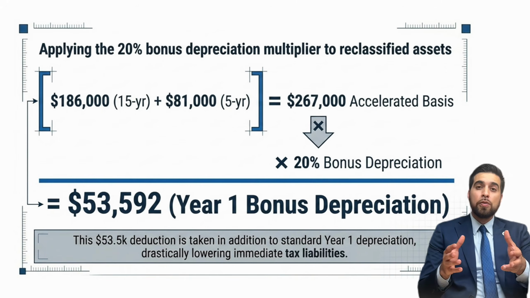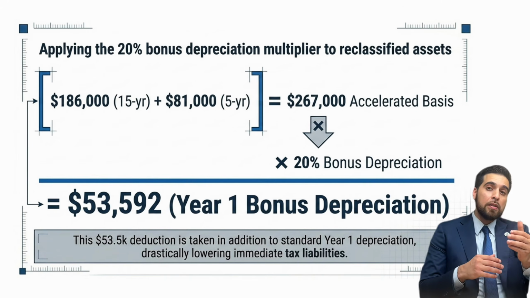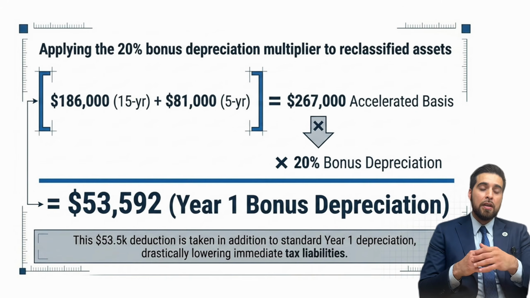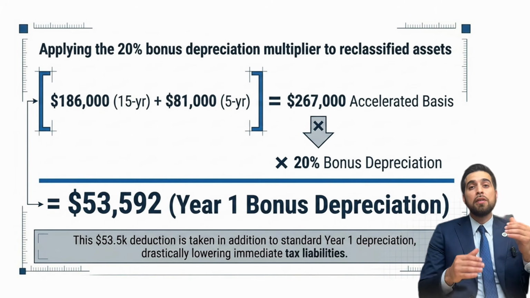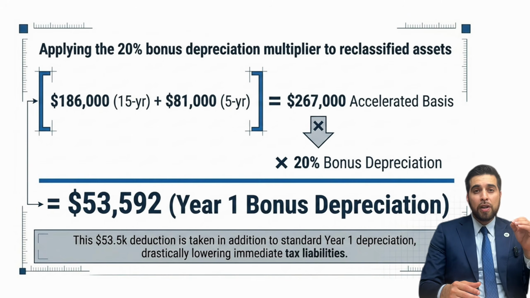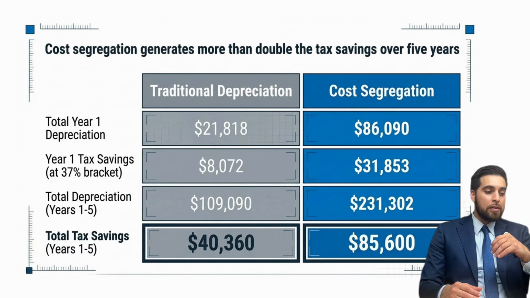That's a multiple of close to 4 times, which is a non-cash expense that's going to dramatically reduce that taxable income compared to not implementing a cost segregation analysis. Now, what is that figure? If we take 86,000 and multiply, again assuming the taxpayer is in the highest marginal tax bracket of 37%, that tax saving is $31,853 for that year alone, in comparison to $8,072.